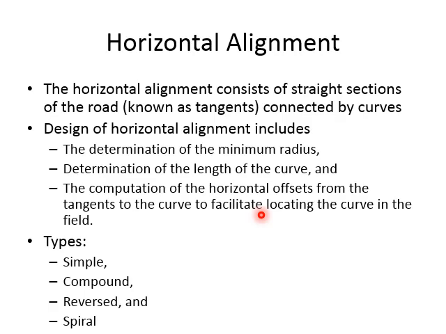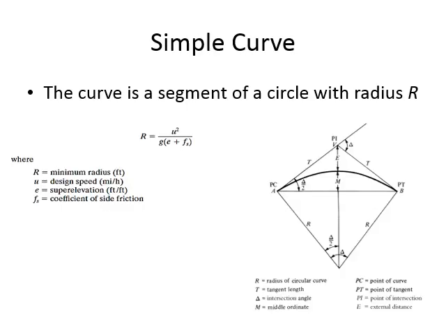So find out the offset again for intermediate stations, full stations for the horizontal curve now. Now horizontal curves can be of 4 types. You have simple curve, compound curve, reverse curve, and spiral curve. So we will discuss each one of them one by one, starting with a simple curve.